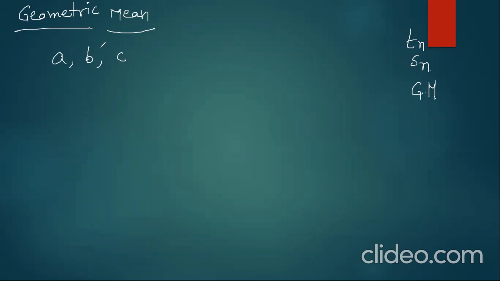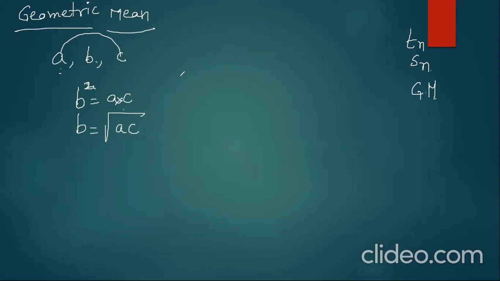If you want to calculate the geometric mean between A and C, it should be B square is equal to AC. That means if you take the product of the two terms, it is directly equal to the square of the middle term. Square of middle term, that is geometric mean. So, B is equal to square root of AC.